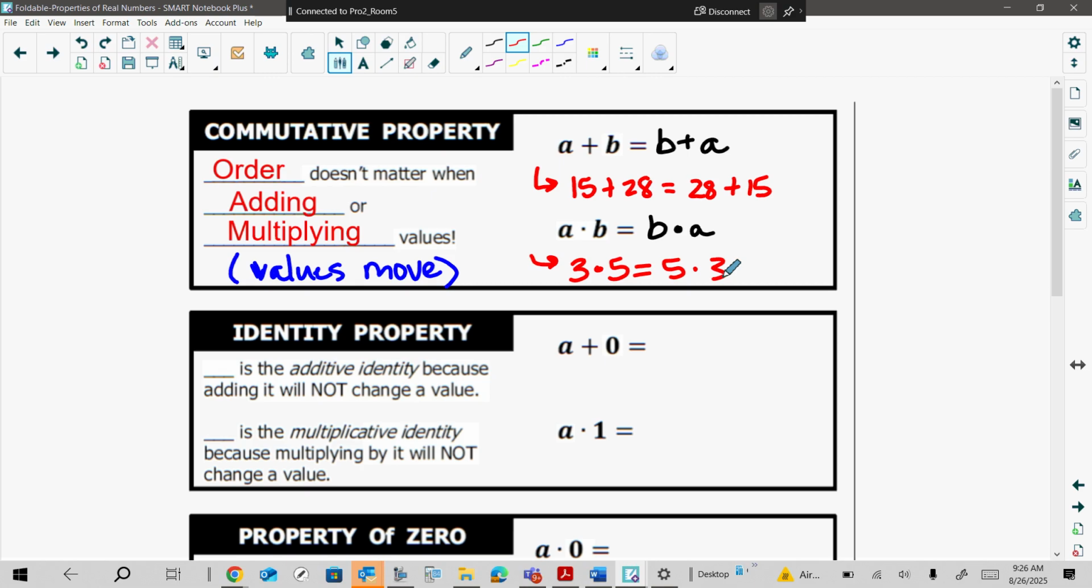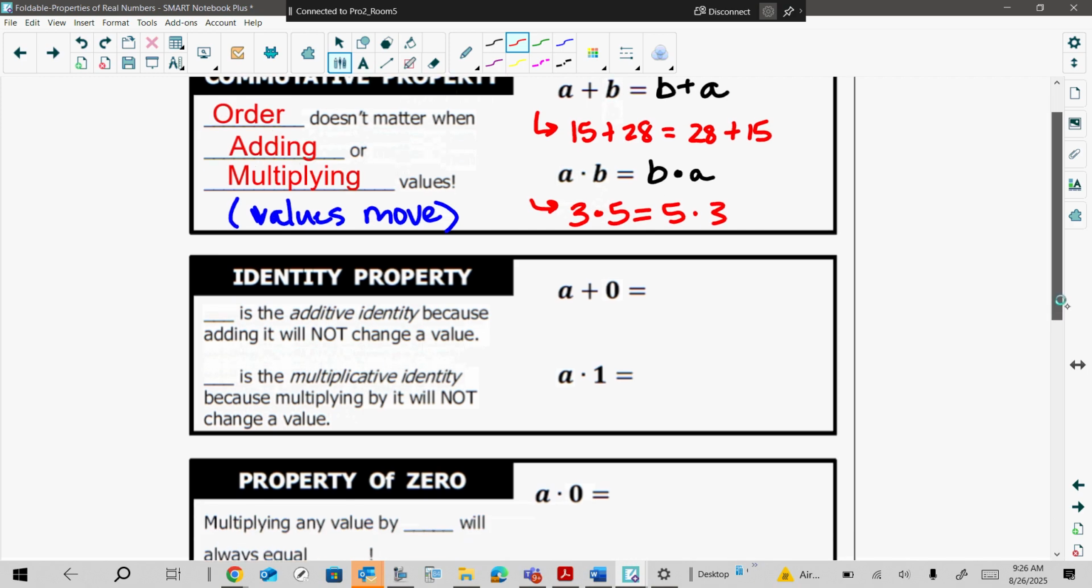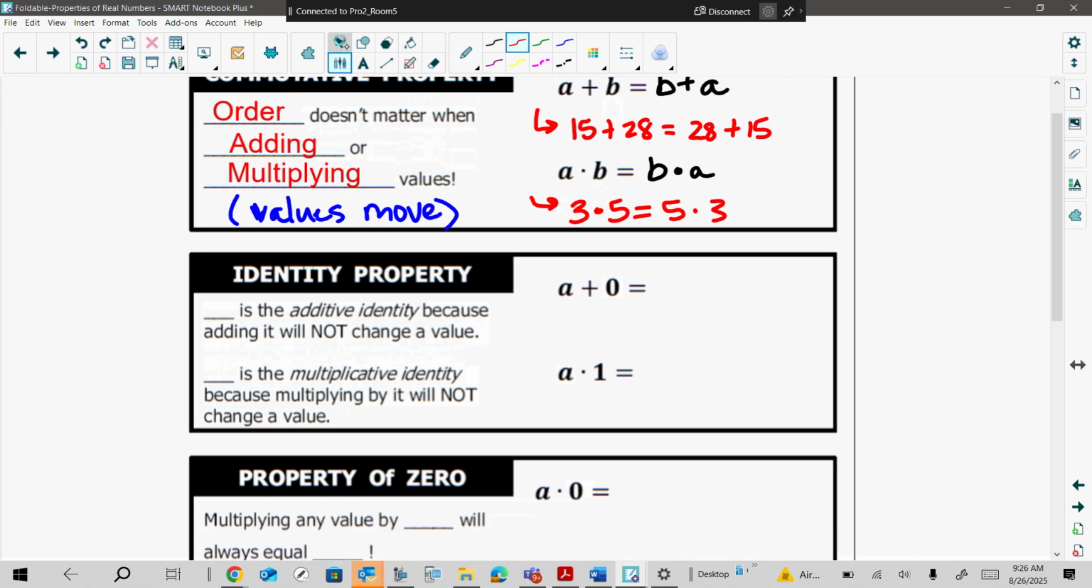Okay. Now for our identity property, when we're adding, identity property is basically we want the value to stay the same, to remain. We don't want it to change. So if I add 0 to anything, the sum will not change the value. 0 is not going to change the sum. So A plus 0 is just going to equal what? A. Very good. Just A. It's not going to change the value of A, right?